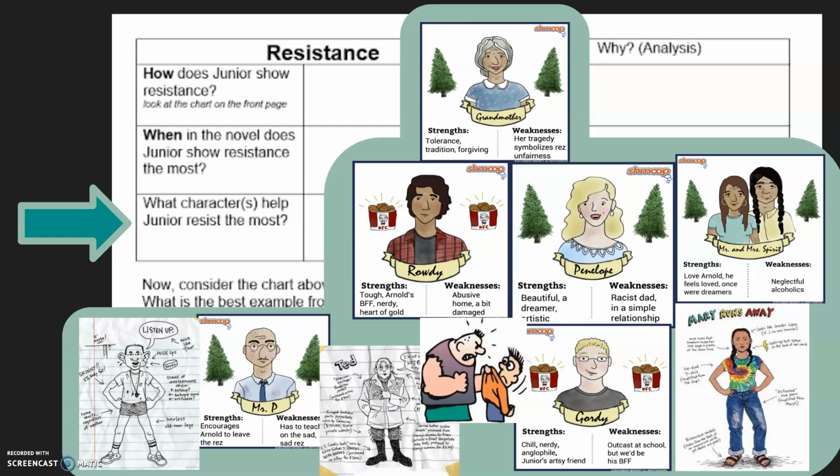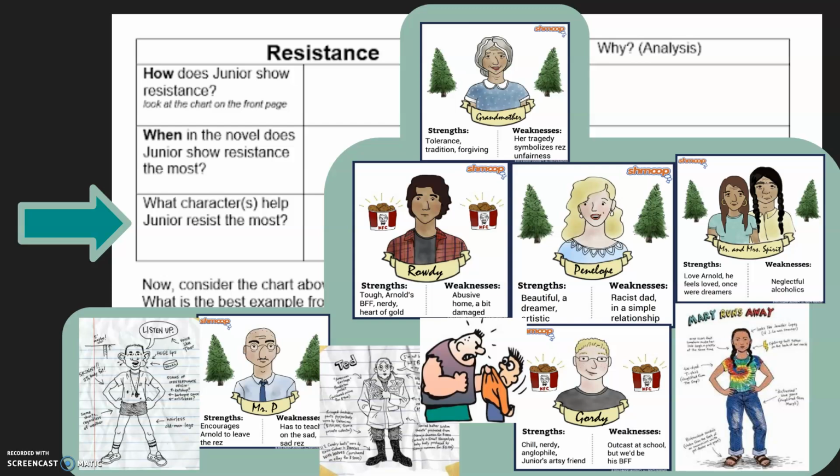And finally, here's some pictures for you of some characters in the novel. These are taken from shmoop.com. But what characters help Junior resist the most? Who's supporting him in this? So write down 1 or 2 of the characters. They can be one of the pictures that you see on the screen, or it can be another character that you think of.